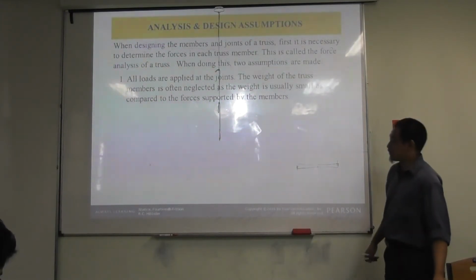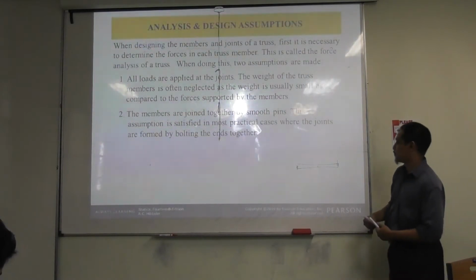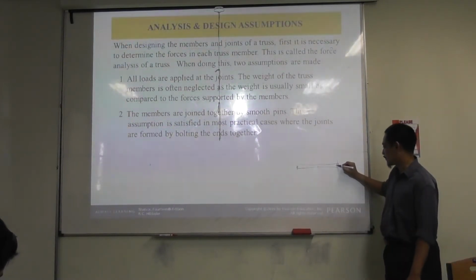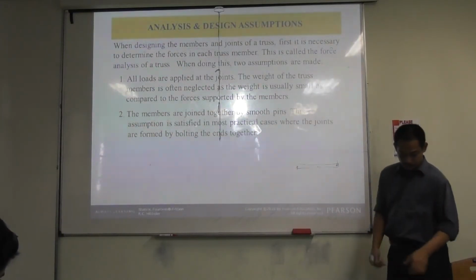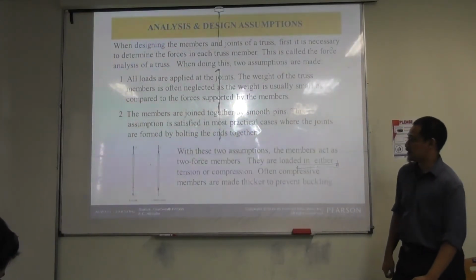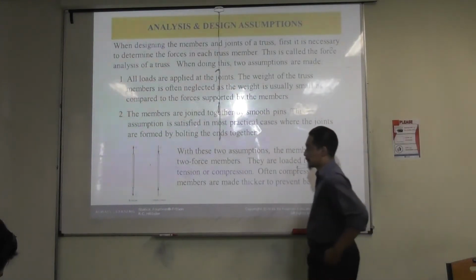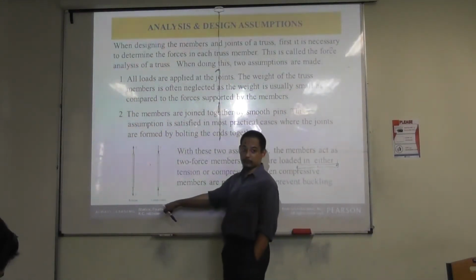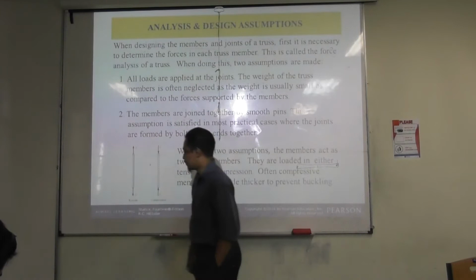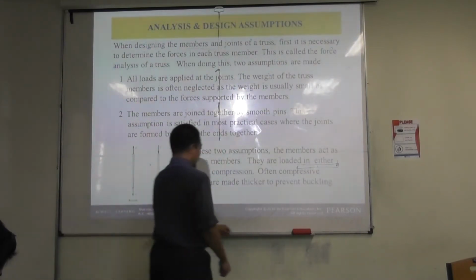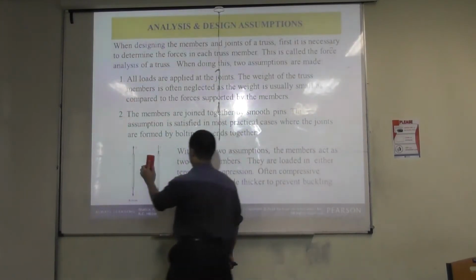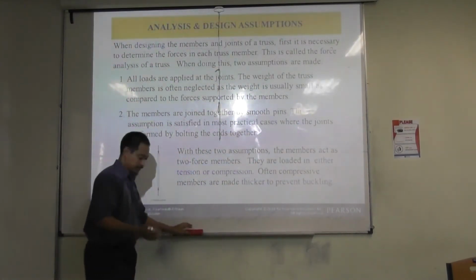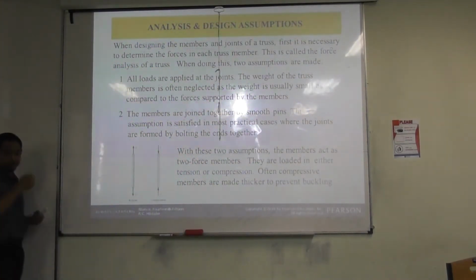And then another assumption is that every joint is connected with smooth pins, meaning no friction. So based on these two assumptions, the result is we have two force members. Right. We have covered two force members before, right? How do you know if a member is a two force member or not? From what we have covered? What is a two force member? Huh?